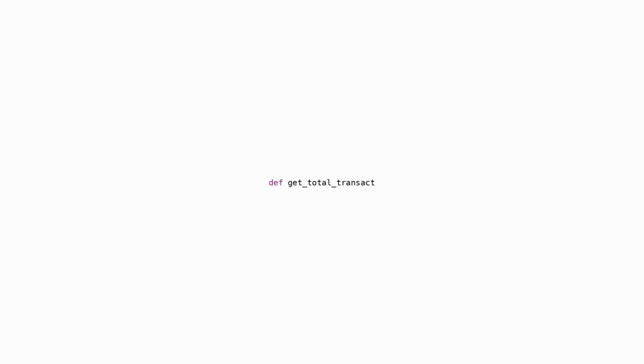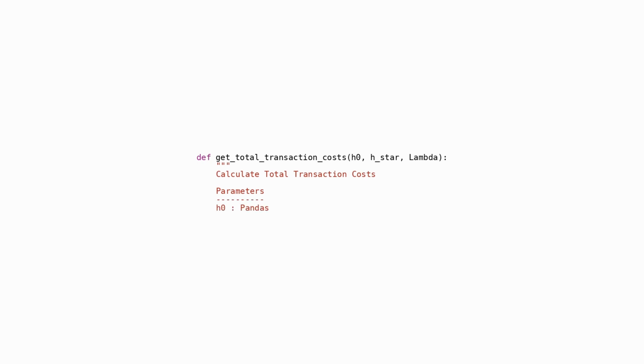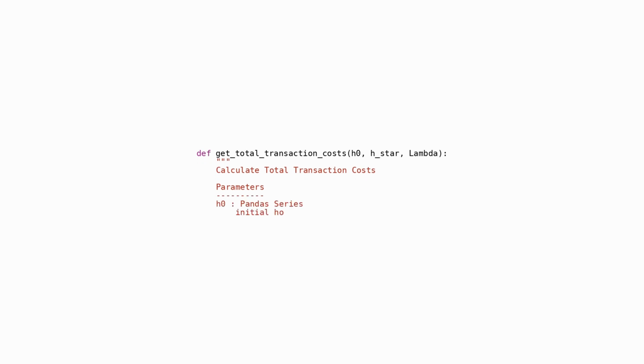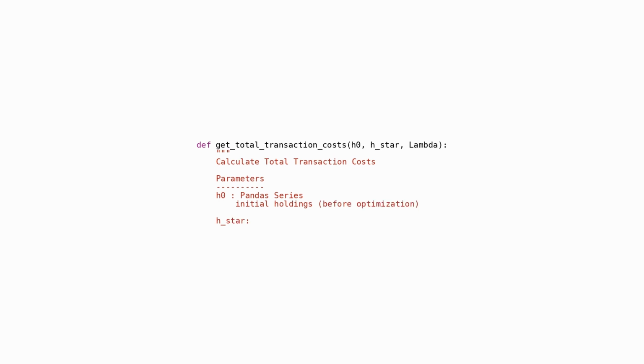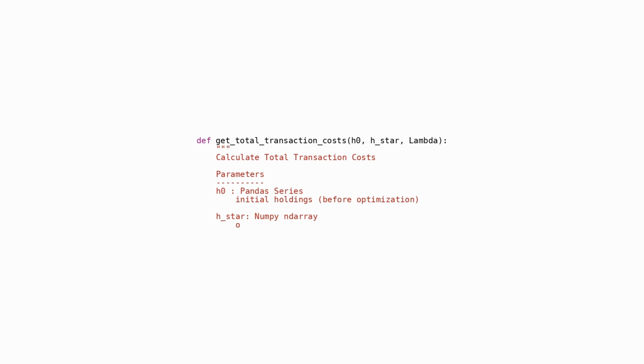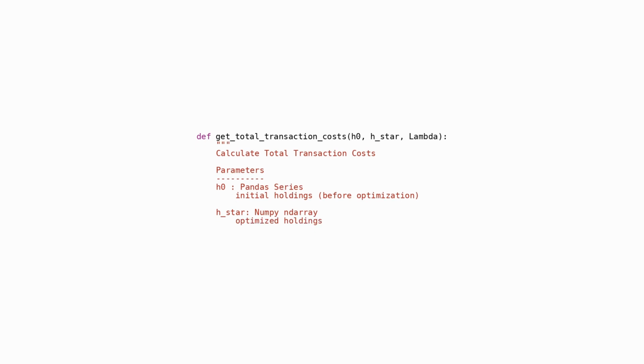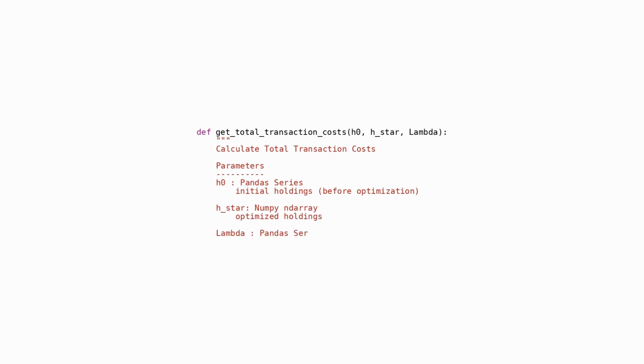The provided code defines a Python function get_total_transaction_costs that calculates the total transaction costs based on initial holdings, before optimization, optimized holdings, and a parameter lambda. It expects three arguments: h0, a pandas series representing initial holdings; h_star, a numpy array representing optimized holdings after optimization; and lambda, a pandas series representing a cost coefficient.